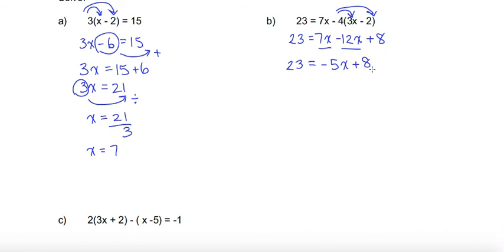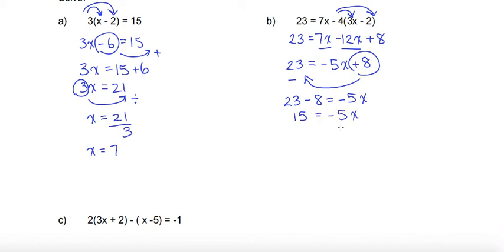So now I want to start by moving some terms to the left-hand side. I'm going to start by looking at the term that's being added or subtracted to my variable, which is my positive 8. When I bring it across the equal sign, it's going to be the opposite of addition, which is subtraction. So I have 23 take away 8 is equal to negative 5x. And 23 take away 8 is 15. So 15 is equal to negative 5x.